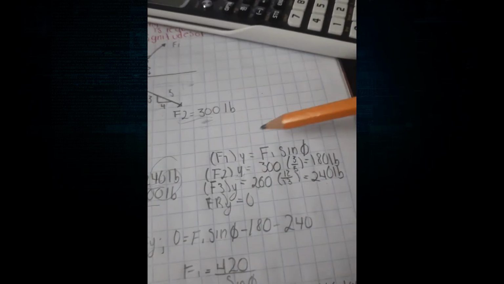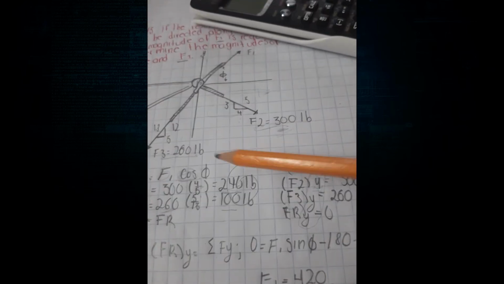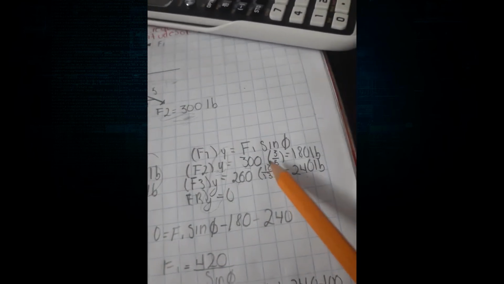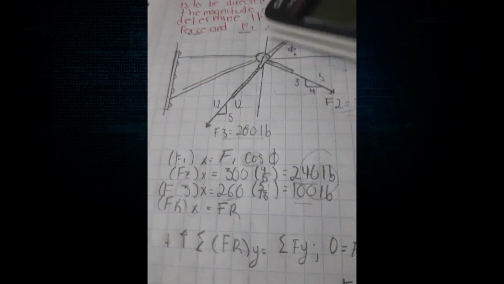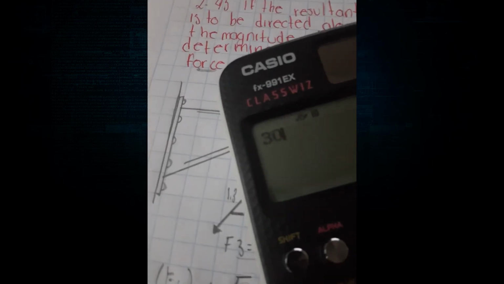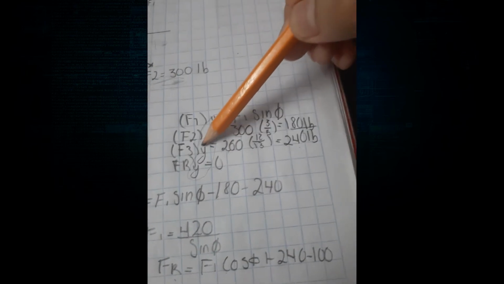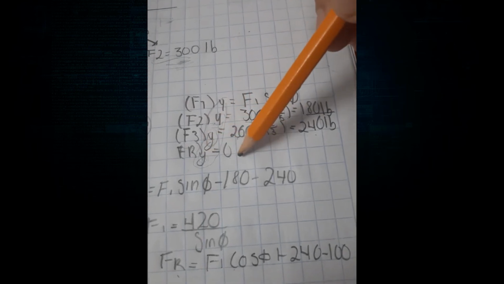Okay, in the other axis we don't need the cosine, we need the sine. This is equal to 300, this magnitude, multiplying by 3 divided by 5. In the calculation, 300 multiplying by 3 divided by 5 is equal to 118. This part is equal for F3, but important, in the y-axis, FR is equal to 0.